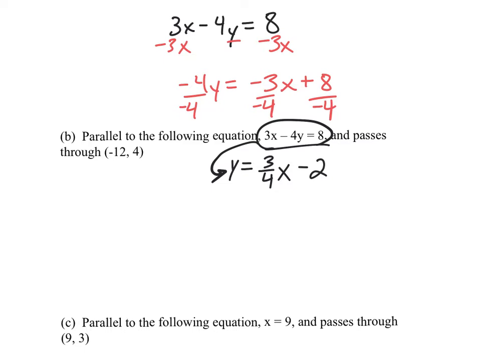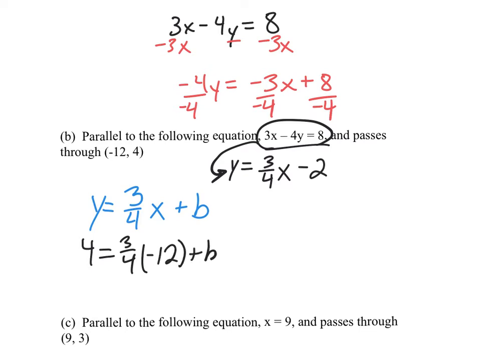Now what do I do? Yep. So I know that my new equation, my slope will be 3/4 x plus b. And so we're going to plug in 4 equals 3/4 times negative 12 plus b. What is 3/4 times negative 12? Negative 9. You can type that in your calculator just by hitting 3 ABC 4 times negative 12. It'll give you that.